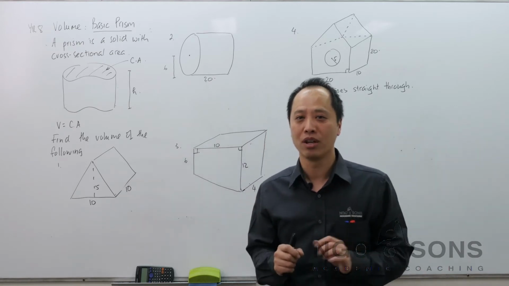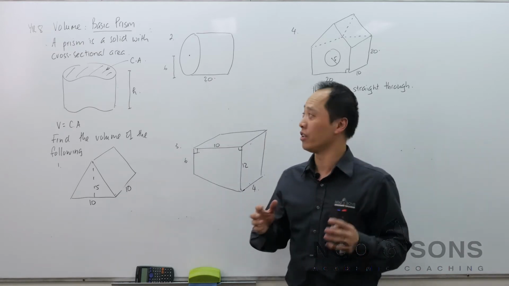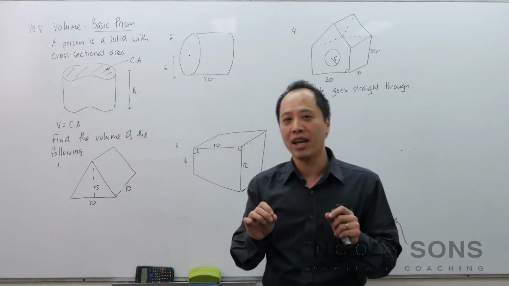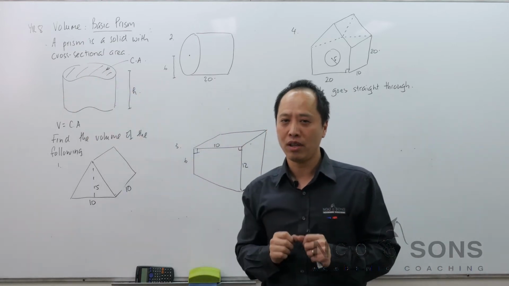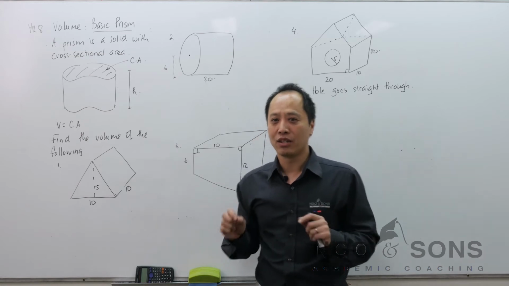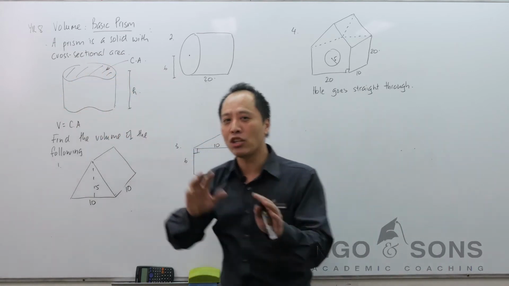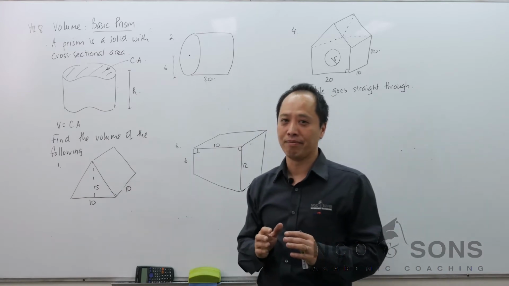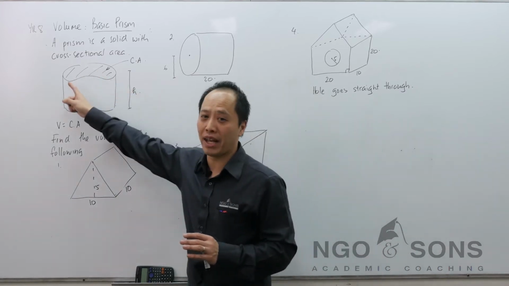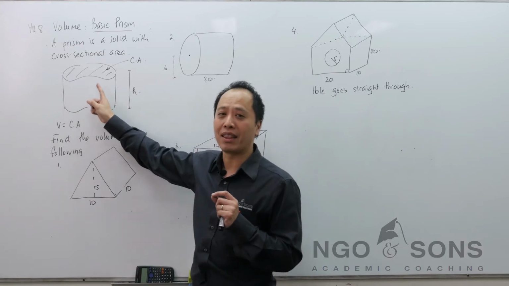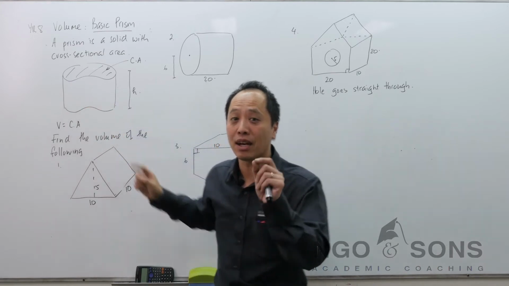What are prisms? Well, prisms are solids, all right? They're solids where there's a cross-sectional area. Well, what do I mean by that? So now, imagine this, look at this solid here. Imagine this solid is a piece of bread. Okay, so now, I will tell you now that this solid is a regular prism.